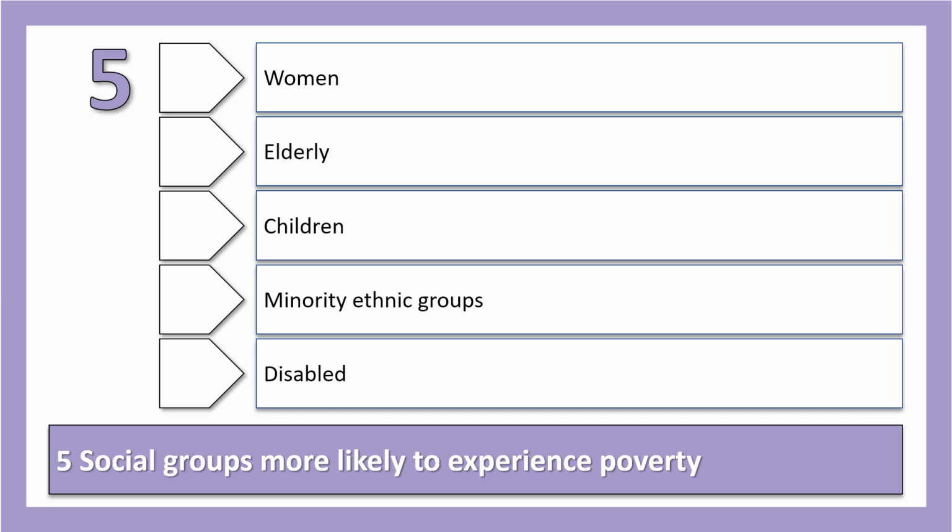And of course, if you take an intersectional approach, then elderly women are more likely to experience poverty. Children from minority ethnic groups and children from working class backgrounds are more likely to experience poverty as well. And therefore you can make the connections between class, gender, ethnicity, age and disability.